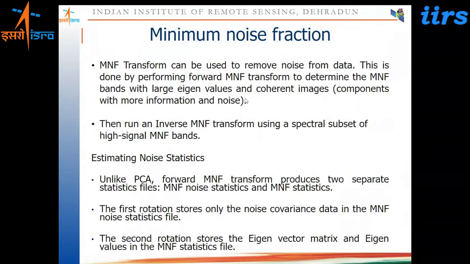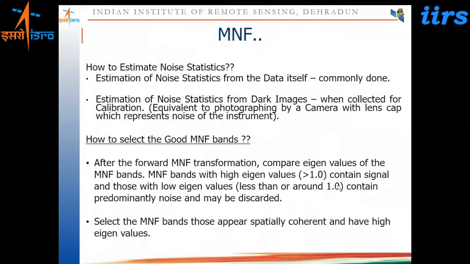Now, how do we estimate the noise statistics? Unlike for the PCA, two separate files are produced. The first rotation, the noise covariance data, is in the MNF noise statistics file. Then the second rotation, the eigenvectors and eigenmatrices, are in the MNF statistics file. Now how do we estimate the statistics?